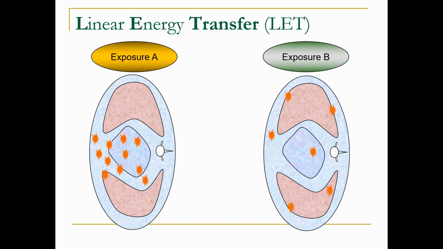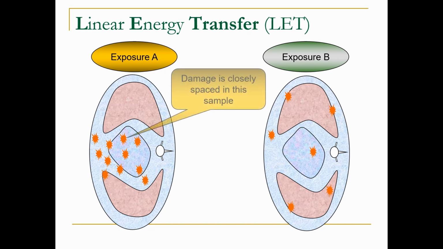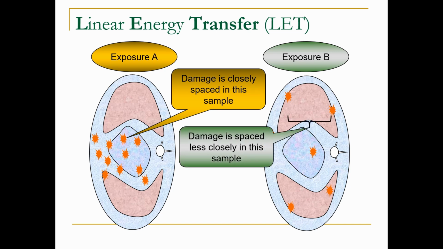Let's now compare the pattern of ionization events in the two instances. In the 30 kV instance, the ionizations are more numerous and spaced closer together. In the instance of the cobalt-60, the events are more spread out and there are fewer of them.